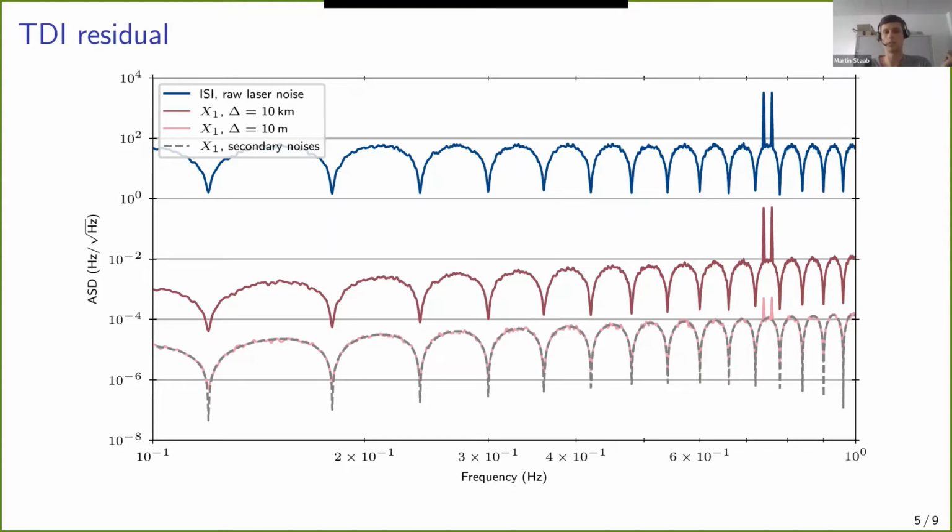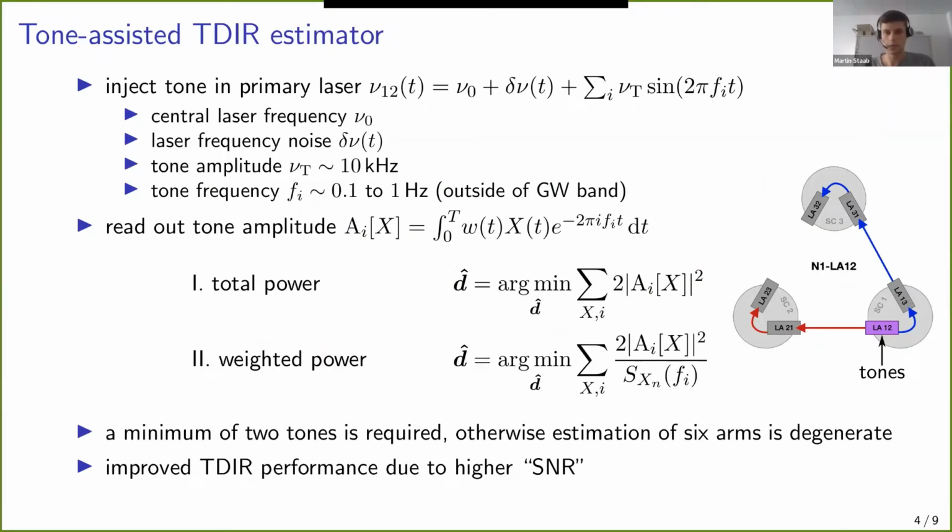And if you just plug in 10 meters, you can see that now the laser frequency noise is below the secondary noises, but those tones still stick out. And we can use this property to still be sensitive to any errors in the arms. Before we would not be anymore, since laser frequency noise is basically now buried in the secondary noise. And we also formulate estimators for those cases.